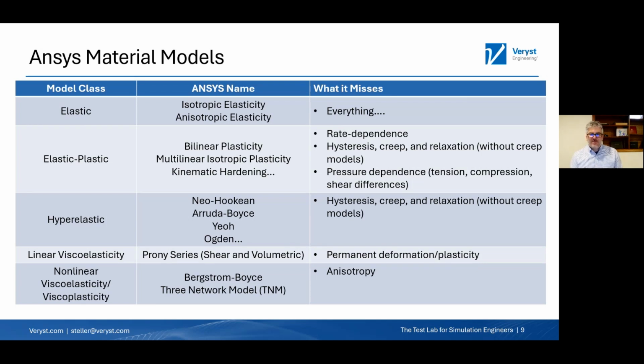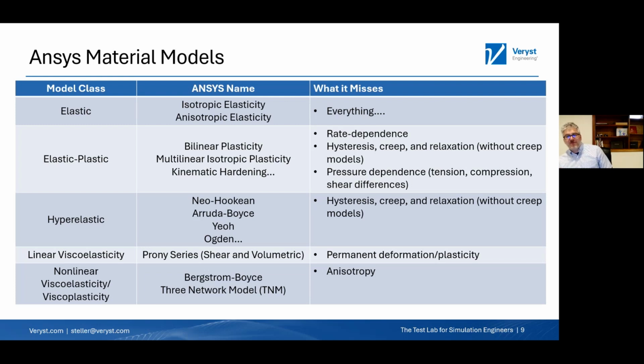Hyperelastic models: you're going to miss hysteresis, creep, relaxation, unless you add a creep model in there, or the Mullins damage model, which we'll talk about later today. Linear viscoelasticity, that's where you really start to get a lot of those effects in there. But what you start to miss is that permanent deformation or plasticity. Those linear viscoelastic models, as you pull them and release, are going to eventually come back to where they started, and that's not always what we see.